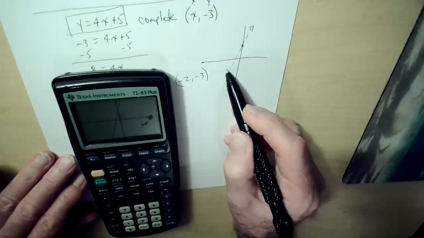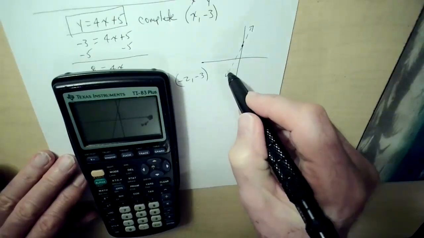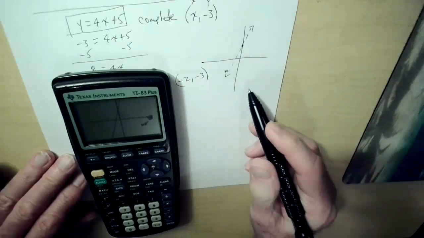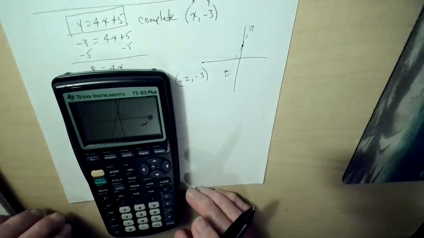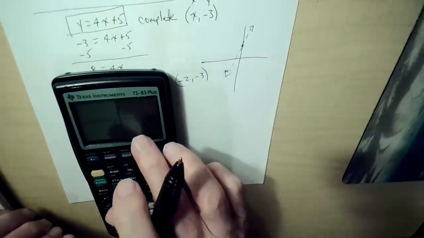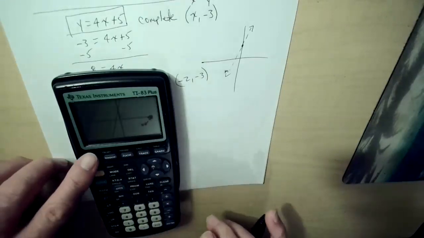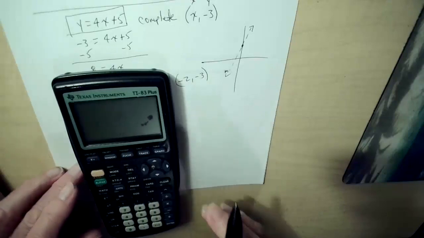Or if you look at it on my lousy drawing here, you really can't see it. 1, 2, 1, 2, 3. It's on the line right there. And that's what this means. It means if it's a solution, it's a point on that line.